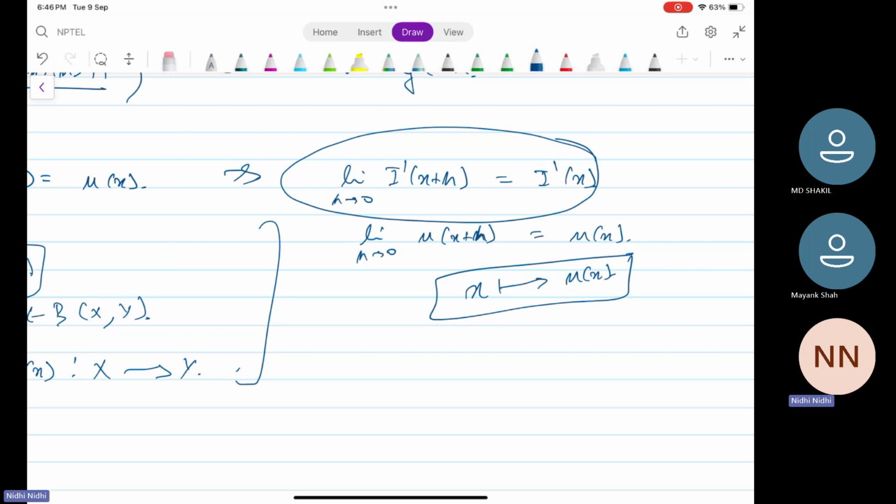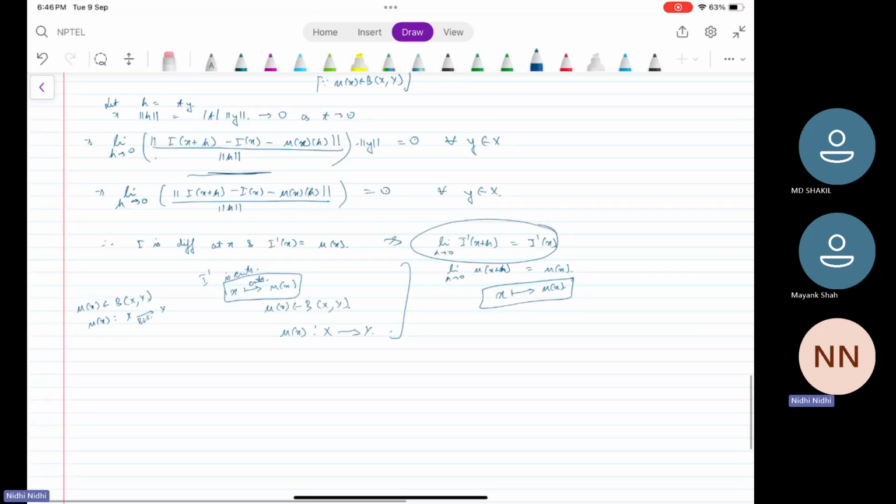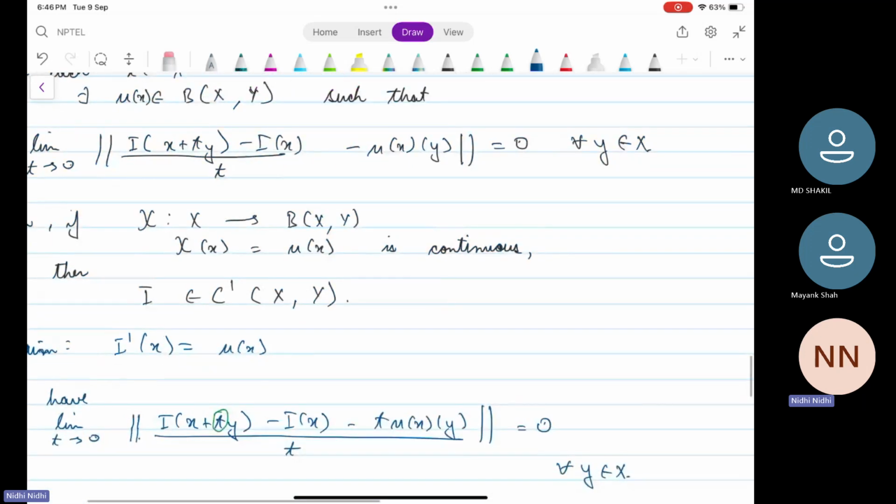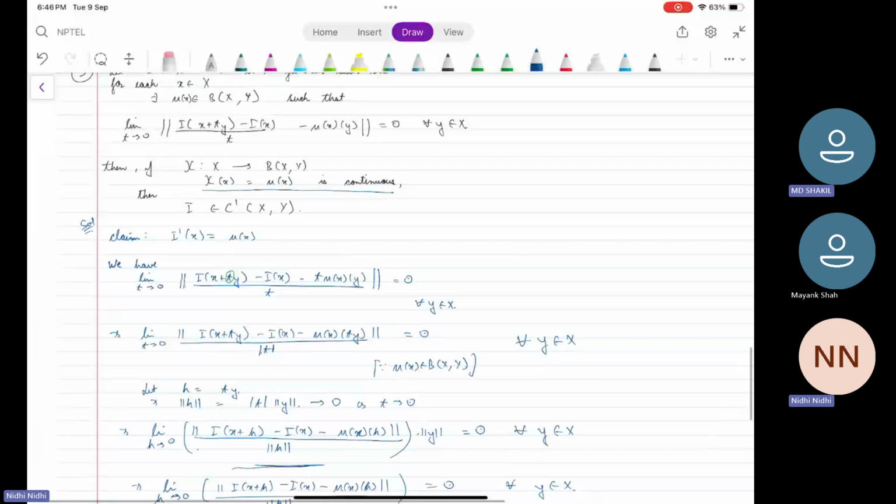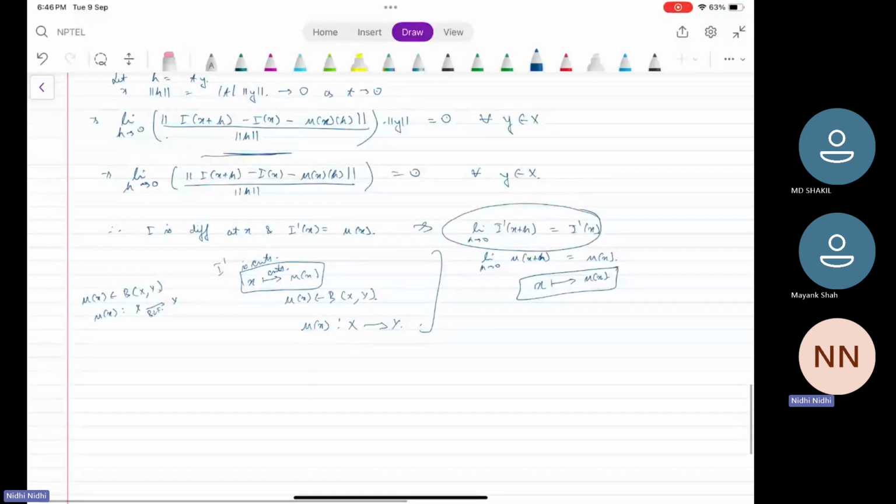Maybe it was a condition given in the question. I've written the question incomplete. I'll check that. Yeah, it was given now. See, this map is given to be continuous. X mapped to u_x is continuous, right? Yeah, now I got it. Therefore, I dash is continuous.